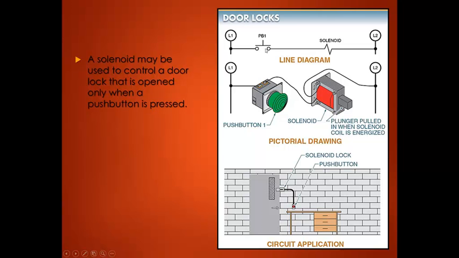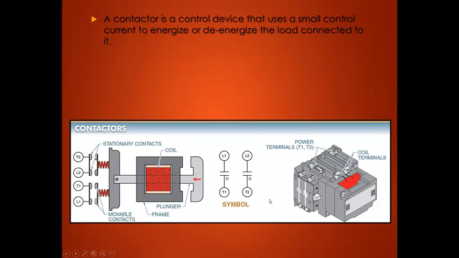When a push button is pressed, the solenoid is energized, unlocks the lock, and the door can open. A contactor is a control device that uses a small control current to energize or de-energize a load connected to it. So a contactor is a device that uses small current to control larger current.